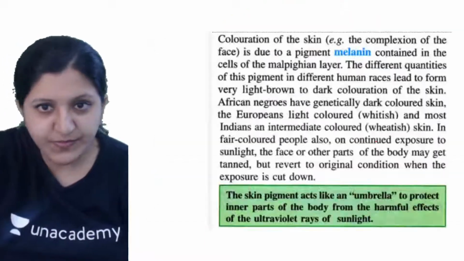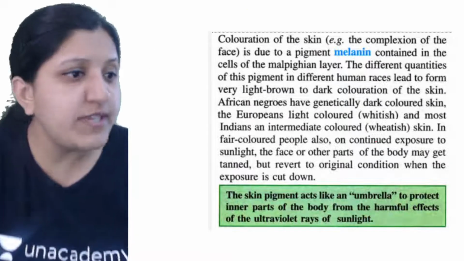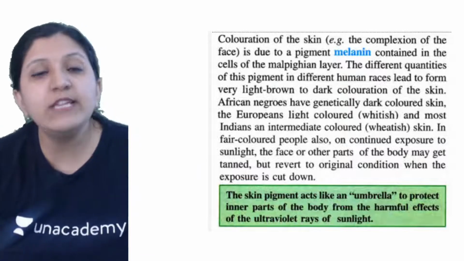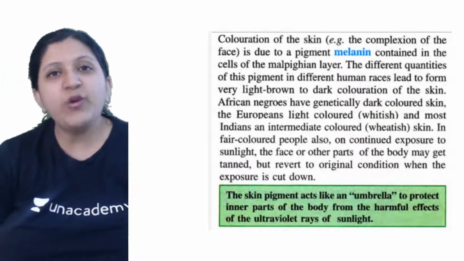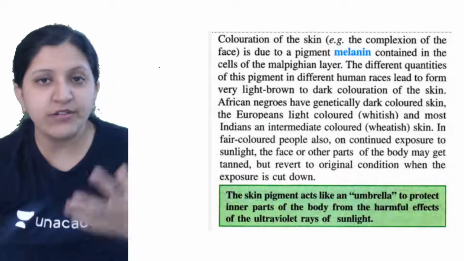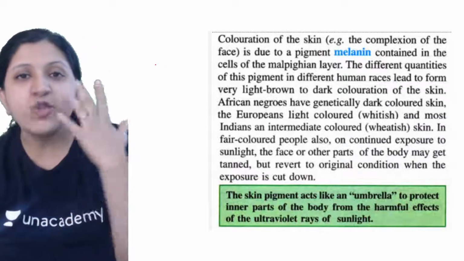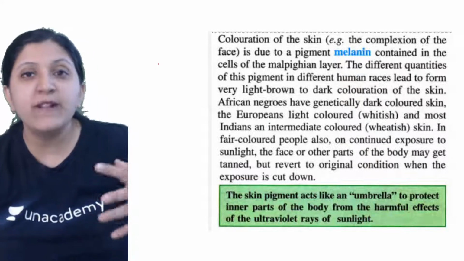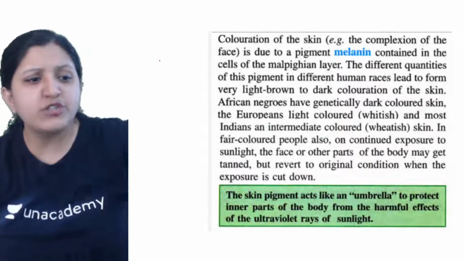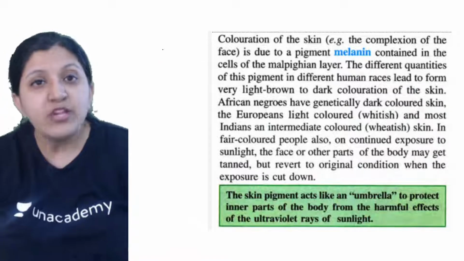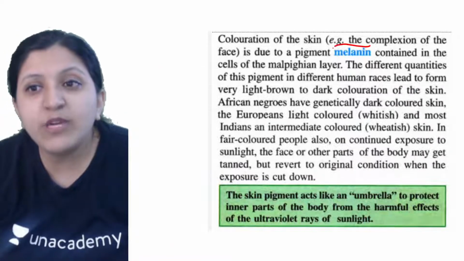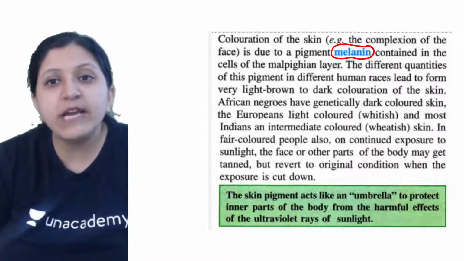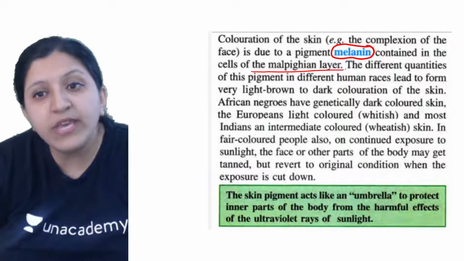Okay, so coloration of the skin we will have a look at. Coloration of skin is basically the complexion of a face. We know we have seen different complexions, right? Like if we are talking here, there is a wheat colored complexion, then there is a very fair colored complexion, then there is a dark colored complexion. So different complexions are there. That complexion is mainly because of the melanin pigment. This melanin pigment is contained in the cells of the Malpighian layer.